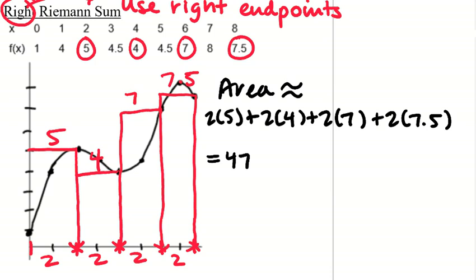Okay. I'm thinking that this one's definitely going to be an overestimate, but it's really tough to say on this graph because it changes from increasing to decreasing, and from concave down to concave up. It's really changing its behavior from 0 to 8. So we won't be able to say confidently whether it's an overestimate or an underestimate.